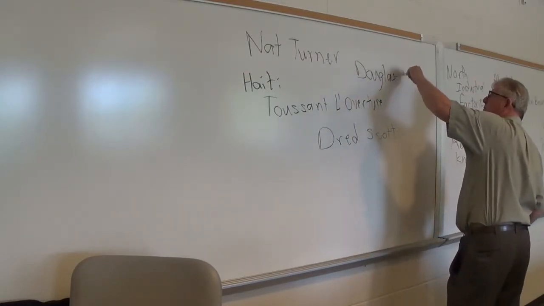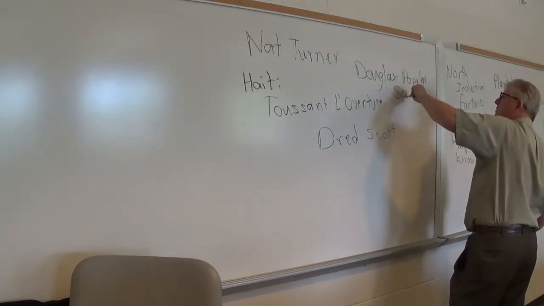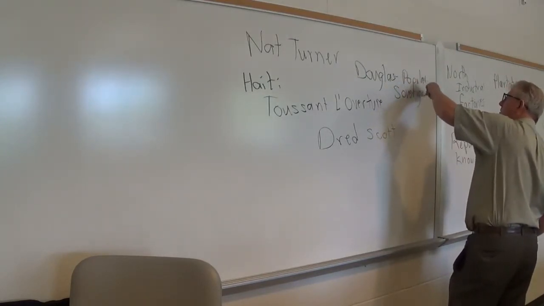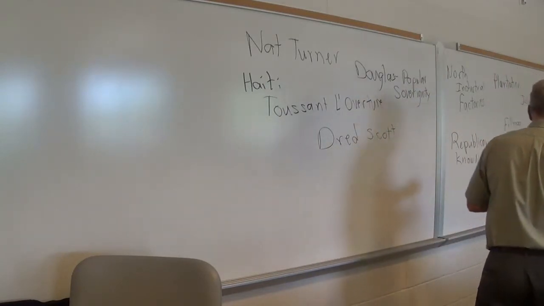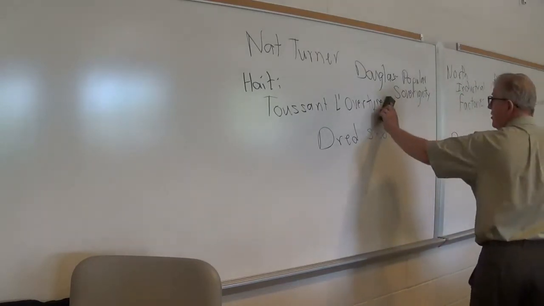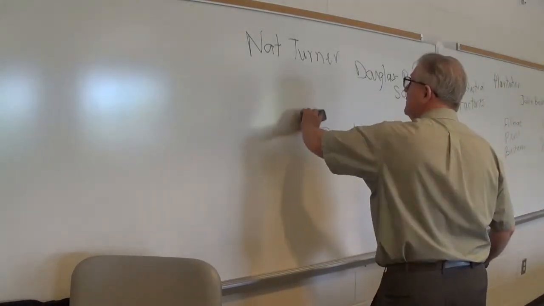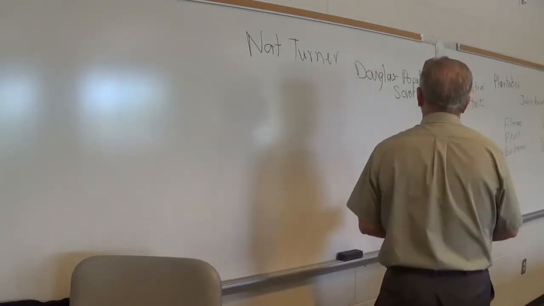Popular sovereignty. Well, the problem with that doctrine was it went against the Dred Scott decision. Abe Lincoln, on the other hand, had no love for the Dred Scott decision, didn't feel like he had to agree with it. Douglas could not go against it.